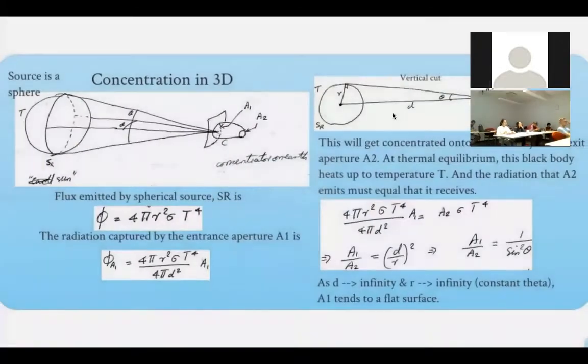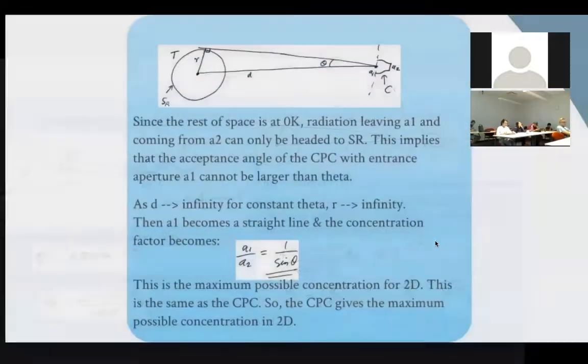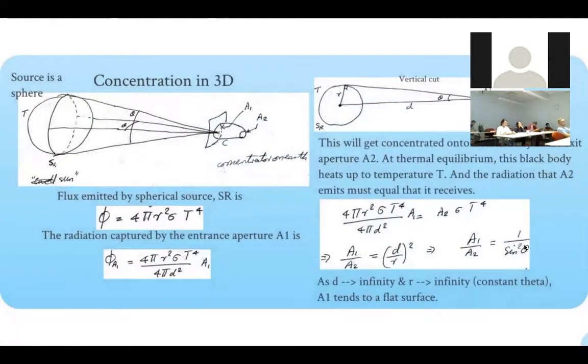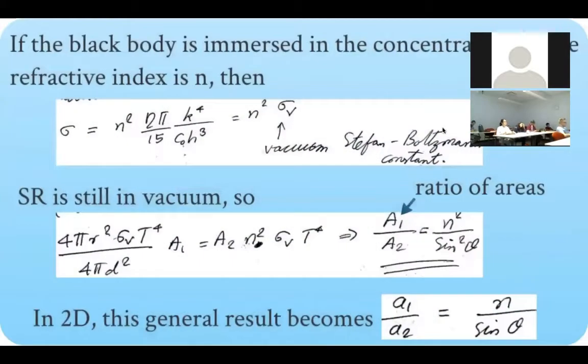Just to be clear, in 2 dimensions we had this expression: the concentration factor is 1 over sine theta, where theta is the acceptance angle. But in 3 dimensions, the concentration factor is 1 over sine squared theta. So, an important distinction. There's one other thing we can do when we do concentration, which is to immerse the black body in a medium of higher refractive index. So if the black body is immersed inside the concentrator whose refractive index is n, and we'll see what this means shortly, imagine that the concentrator is made up of some material with a refractive index n, and that's index matched with the black body.